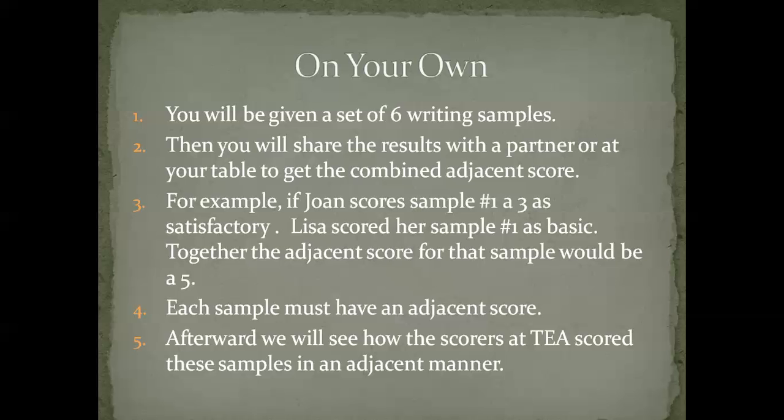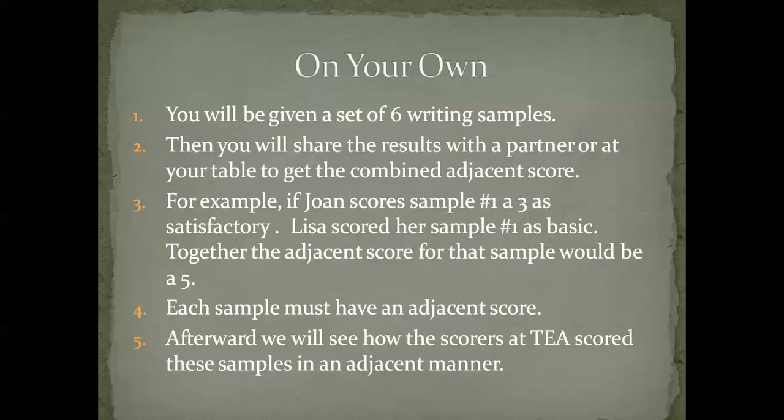And then you're going to come back with a partner and you're going to share what you gave them and what your partner gave them. And then you combine those and that will be your adjacent score for the paper. And then we're going to reveal what TEA decided these papers deserve from last year.